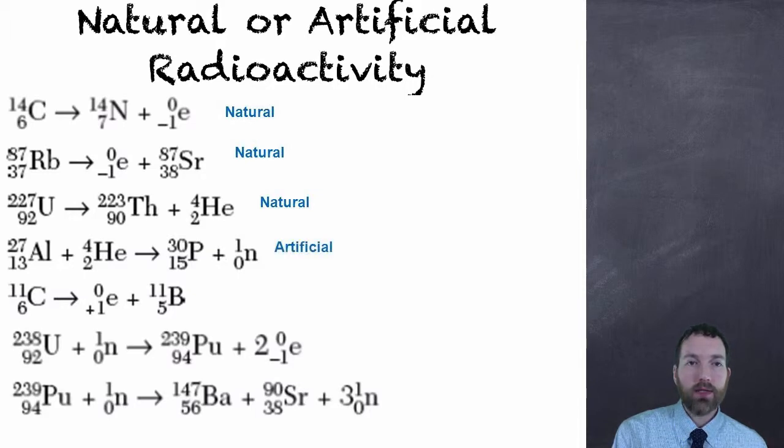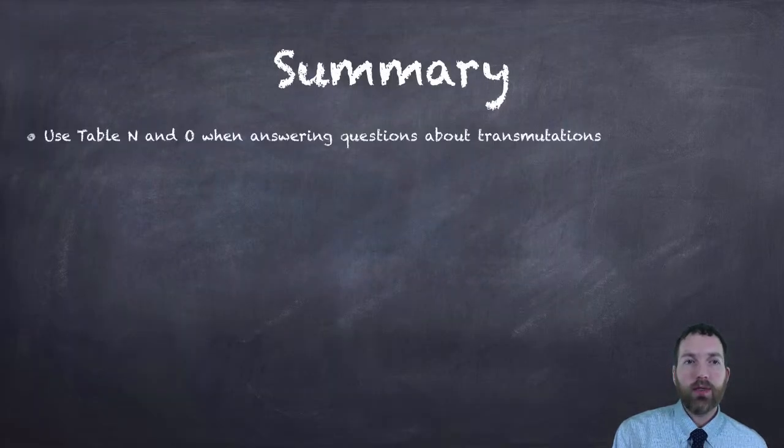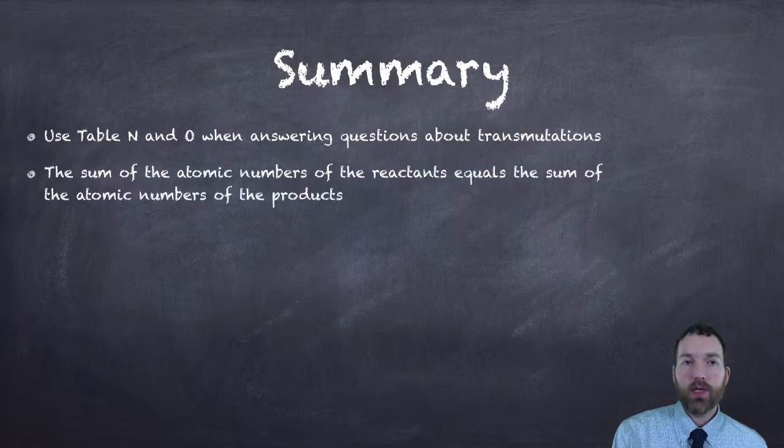Next, I have another natural. Carbon-11 is breaking down all on its own. We didn't hit it with anything, so that's natural radioactivity. And the next two are both artificial. Two reactants on the left, multiple products on the right. That's artificial radioactivity. So in summary here, we're going to use table N and O when answering questions about transmutations.